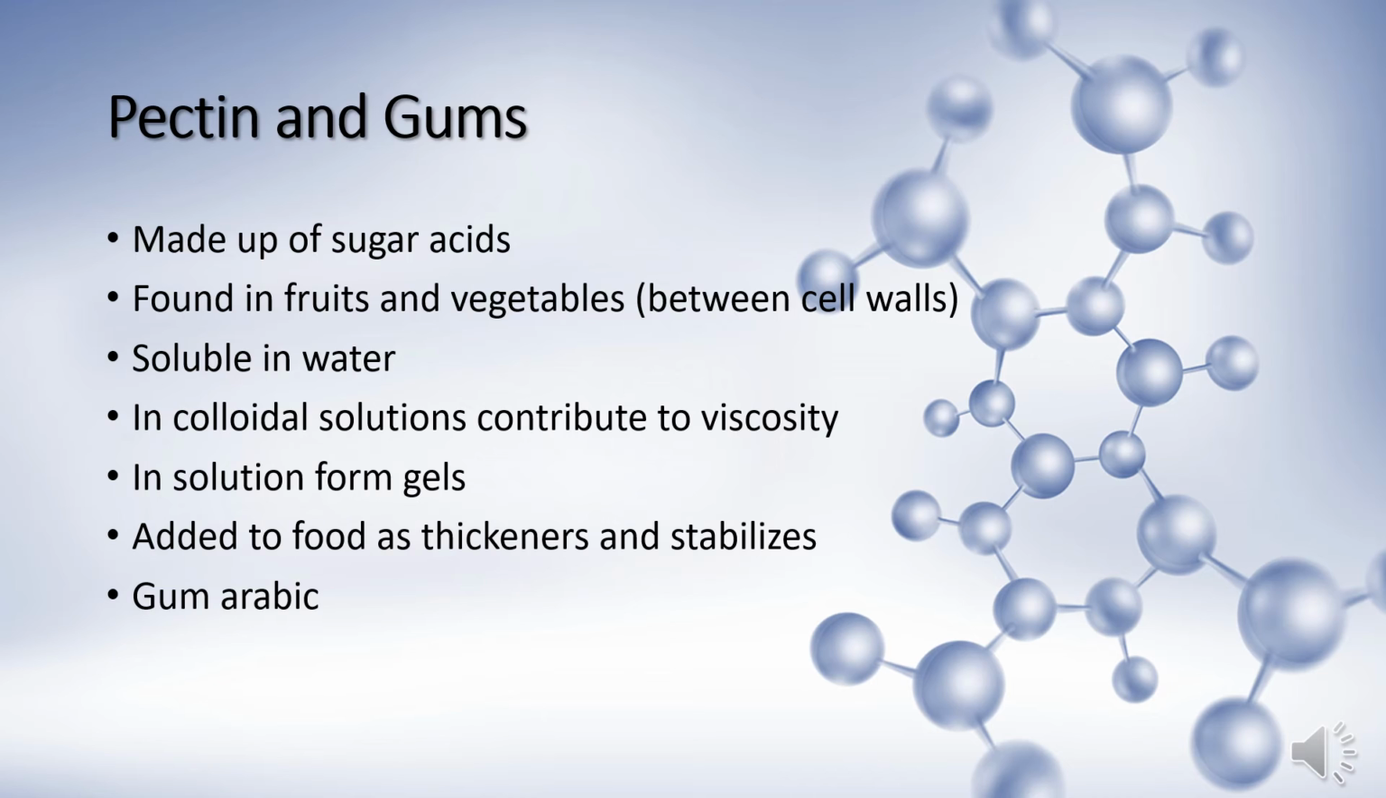That means they enhance the viscosity if they are added to colloidal solutions, and if they are added to a food solution they form gels. They also act as a food thickener or a food stabilizer. An example is gum arabic, which we can find in the jelly that we make in our homes.